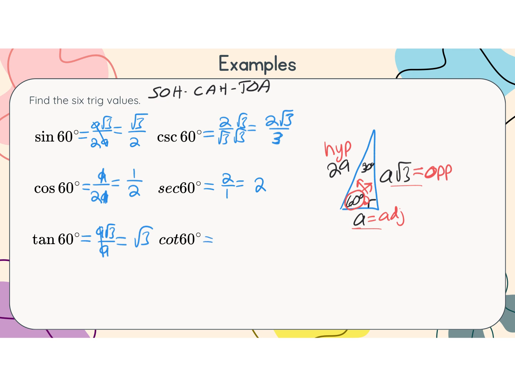To flip the square root of 3, we don't see a denominator on there. You could write a denominator of 1, or you could very simply just say that this is the adjacent over opposite. Cotangent is just the flipped of tangent, so we can say adjacent is A, the opposite is A square root of 3, and then this simplifies to 1 over square root of 3, which we can rationalize. So then this is the square root of 3 over 3. All right, so these are the 6 trig values of 60 degrees.